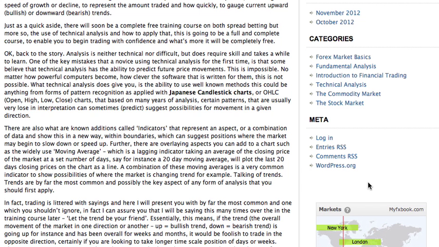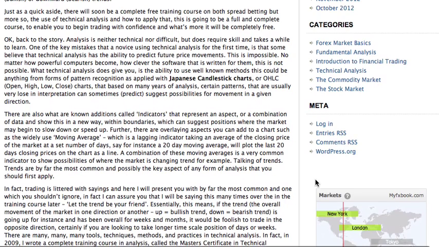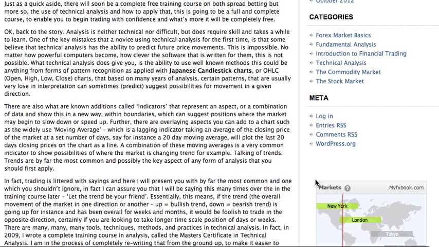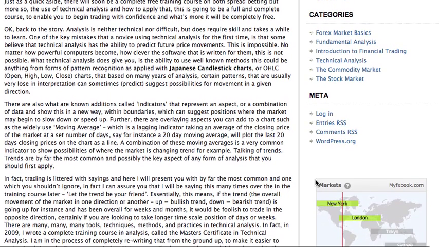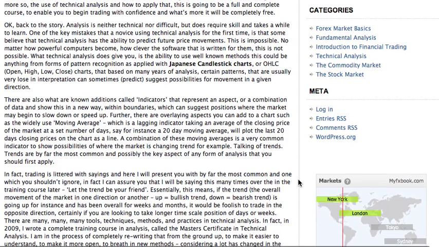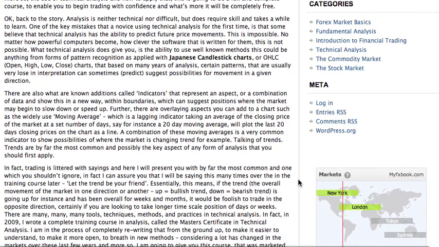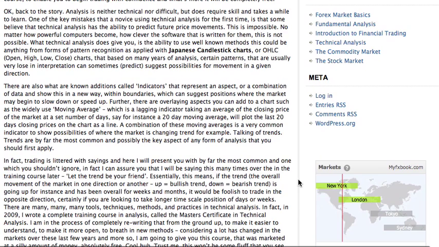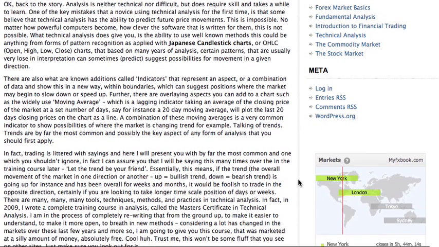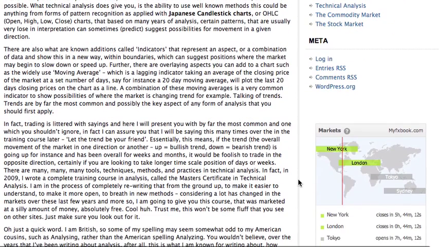Talking of trends, trends are by far the most common and possibly the key aspect of any form of analysis that you should first apply. In fact, trading is littered with sayings, and here I will present you with by far the most common, and one of which you shouldn't ignore. In fact, I can assure you that I'll be saying this many times over in the training course later. Now the saying is, let your trend be your friend.